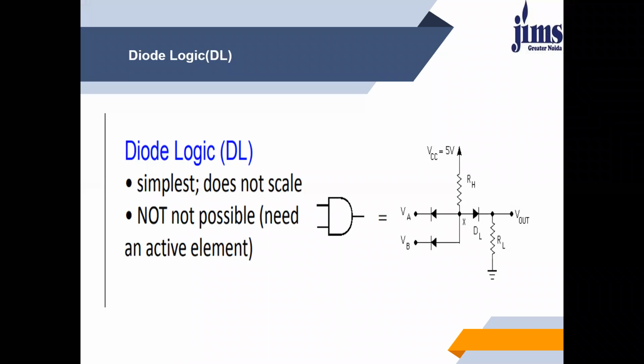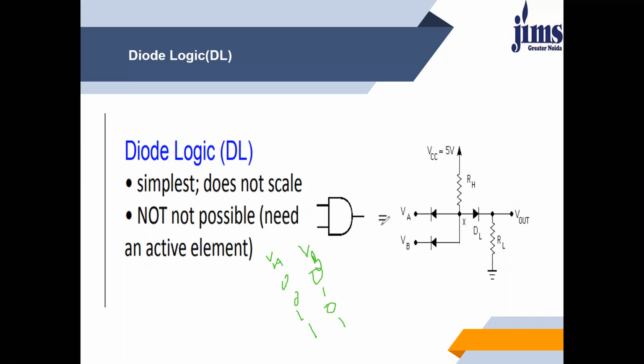This diode logic will behave as a NAND gate or NOR gate. Let's check. Let's suppose I'm making a table of VA and VB. Two inputs are there, that means 4 combinations will be there: 00, 01, 10, 11. Here 0 means low input and 1 means high input. So what will be the output?